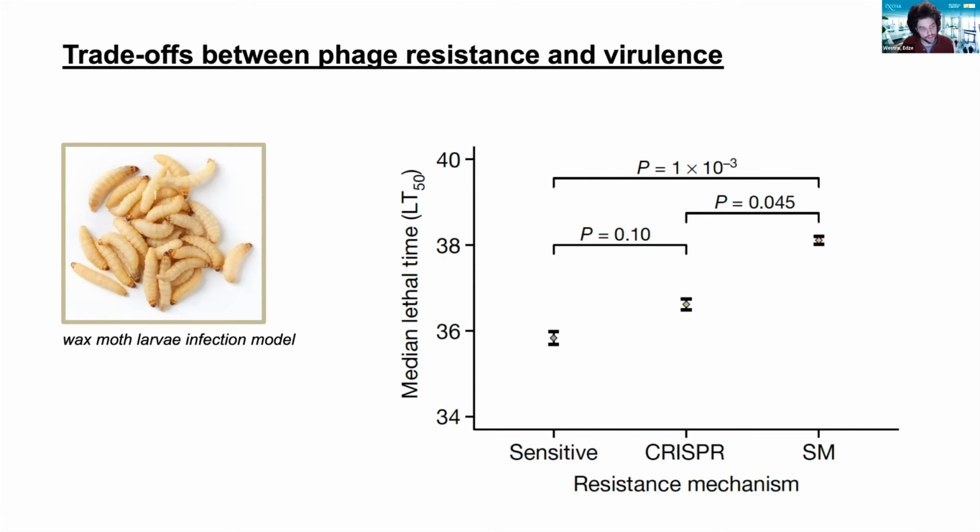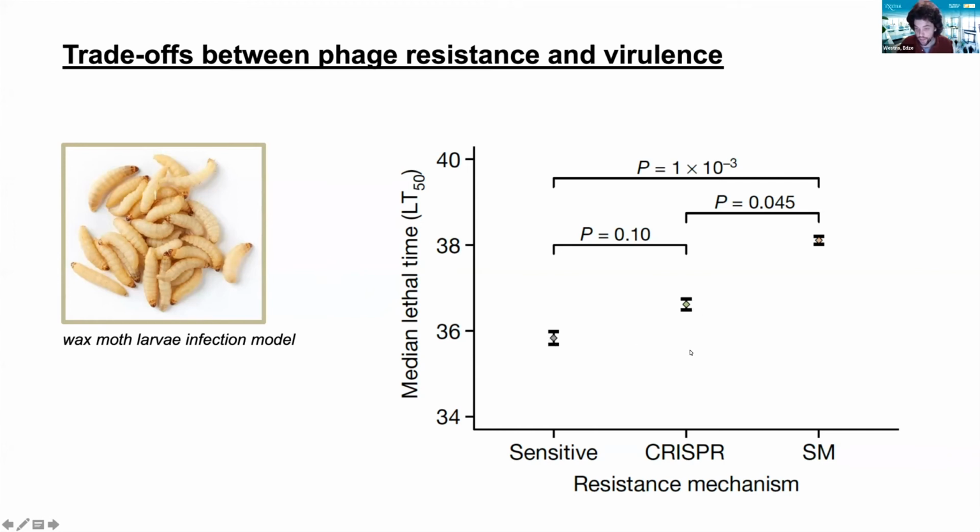So we tested whether that was also the case if bacteria would evolve CRISPR-based immunity. And we see that that is not the case. So if we look at virulence here, measured through infection experiments of these wax moth larvae infection models, and we then measure the time it takes for the Pseudomonas aeruginosa to kill these larvae, we find that the sensitive bacteria, phage-sensitive bacteria, kill the larvae after about 36 hours.